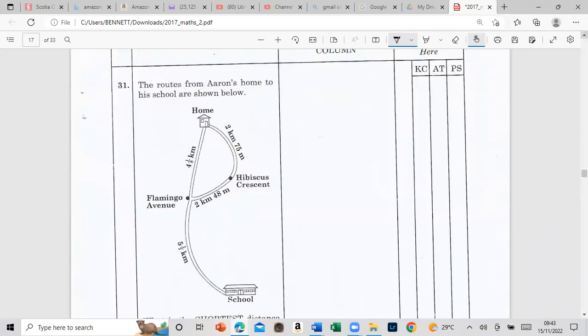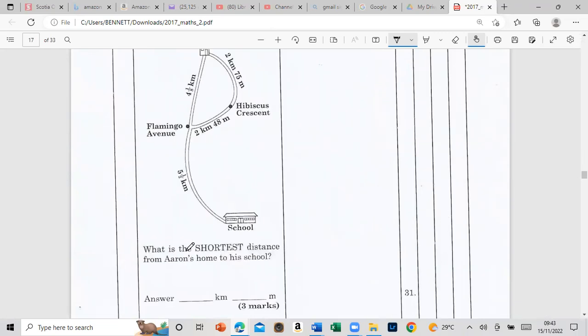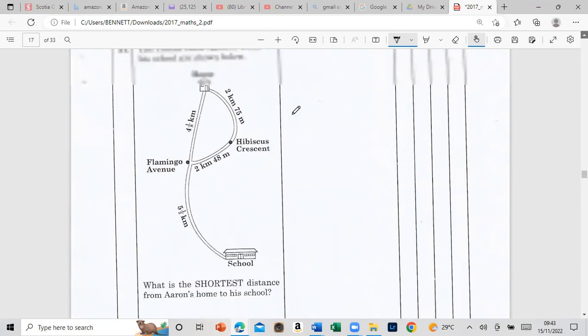Alright, so the routes from Aaron's house to his school are shown below. So you look at the map and you see the school here. Let us go straight to the question because there's a lot of details. So let us see what they want. They say, what is the shortest distance from the home to the school? It's the shortest distance. Alright, let's go. So I may assume it's a 4 and 1 kilometer.